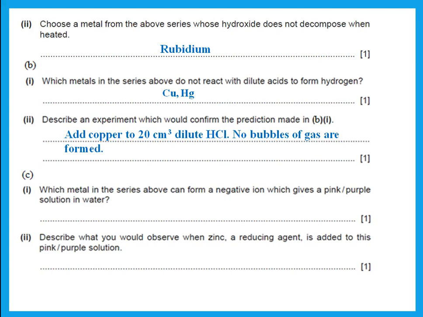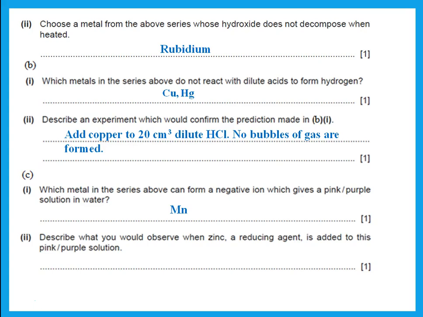Usually we add it to dilute hydrochloric acid. If it does not react, then no bubbles of gas are formed. Which metal in the series above can form a negative ion which gives a pink solution or a purple solution? Remember that in our syllabus we don't talk about anything purple except the potassium manganate, which contains the manganese ion, because manganese is a transition metal, so its compounds are colored, and the one that gives a purple color is potassium manganate. Describe what you would observe when zinc is added to this purple color.